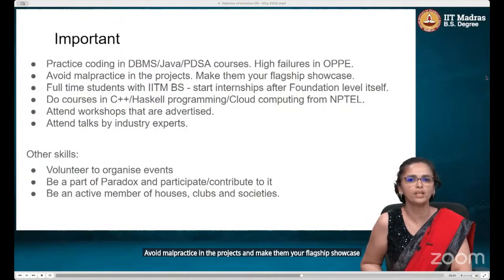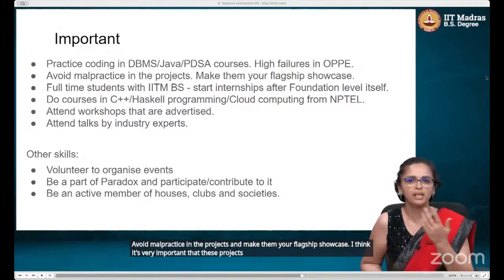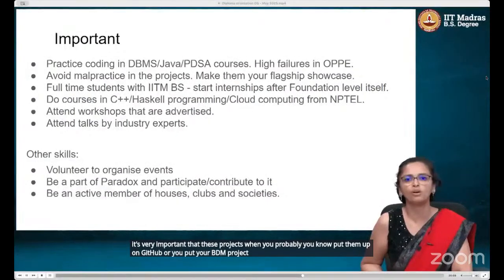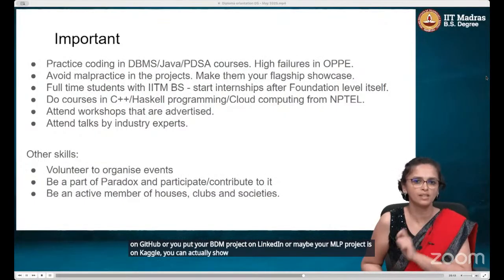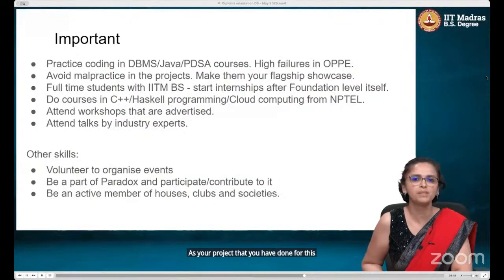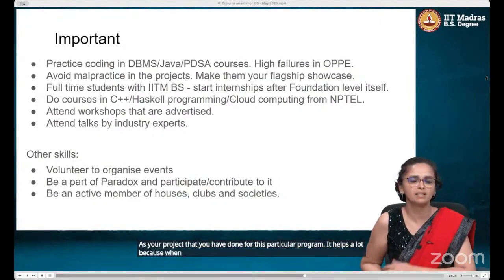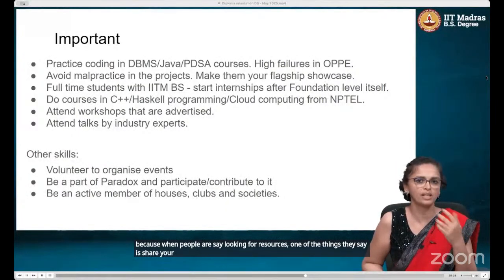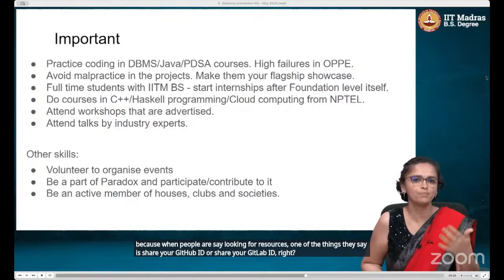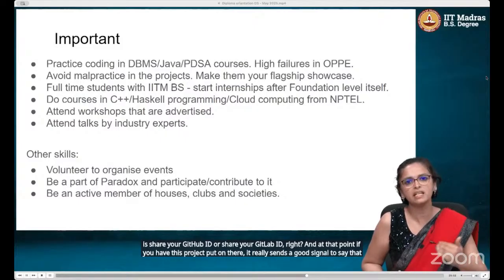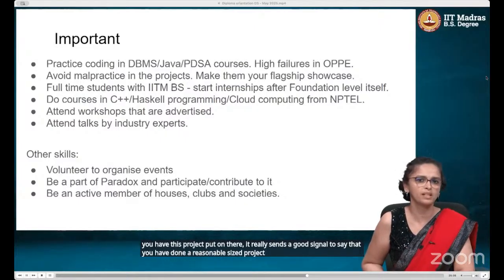I think it's very important that these projects, when you put them up on GitHub, or you put your BDM project on LinkedIn, or maybe your MLP project is on Kaggle, you can actually showcase those handles in your resume as the project that you have done for this particular program. It helps a lot because when people are looking for resources, one of the things they say is share your GitHub ID or share your GitLab ID, right? And at that point, if you have this project put up there, it really sends a good signal that you have done a reasonable sized project, you have hosted it and it was working too.